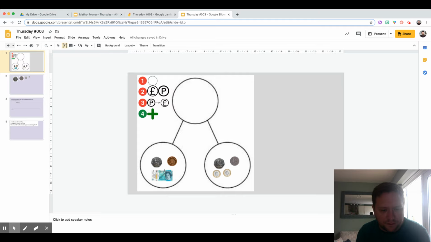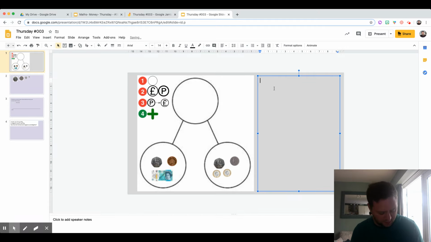So I have got £5.51. So I'm just going to create a text box over here. So in my first box, I've got £5.51. In my second part here, I've got £1, £2, and 50 and 60. So £2.60. So I'm going to type that down as well. Okay, that's the first step done. Finding out how many is in each part.